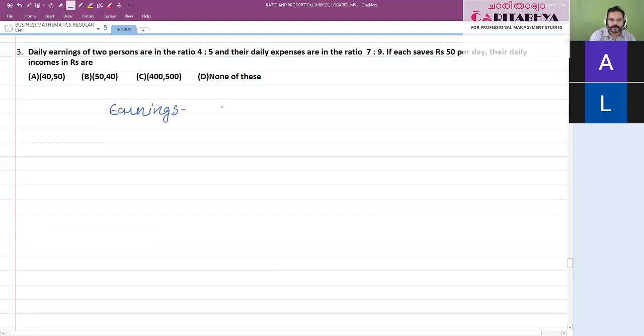Earnings minus expenses. Now get that one. Savings. Earnings minus expenses is equal to savings.